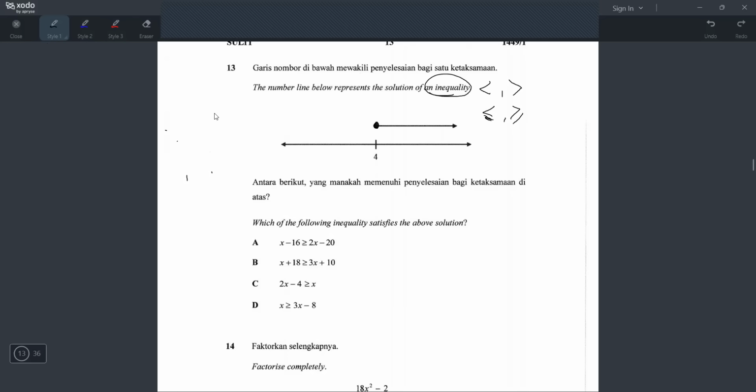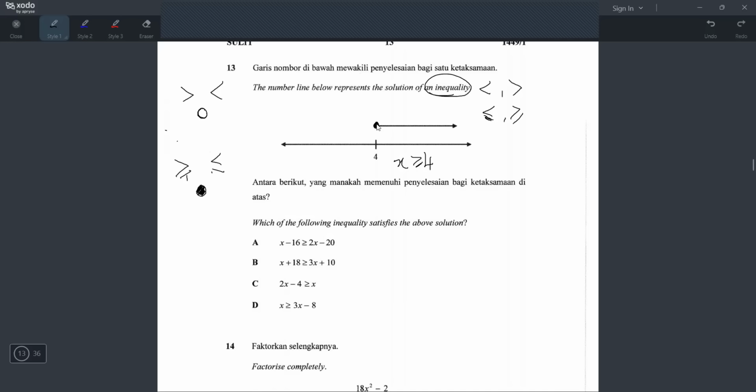Okay, I'm just going to tell you, if the inequality sign is like this, the other line, we will not color the circle. Okay? But if the inequality sign is like this, then we will cover the circle. Right? It means that number is included. So this is definitely x ≥ 4. Okay, because they got color. That's why I have to put the line here.